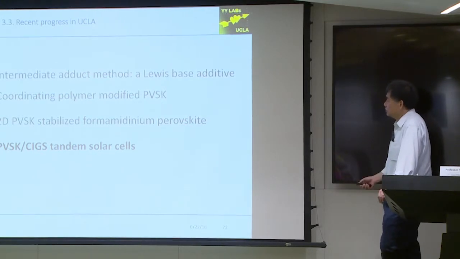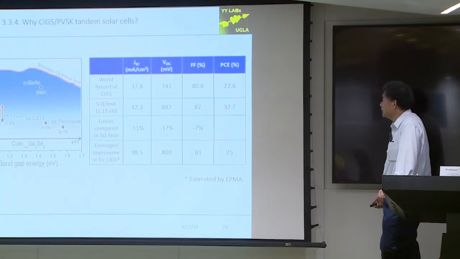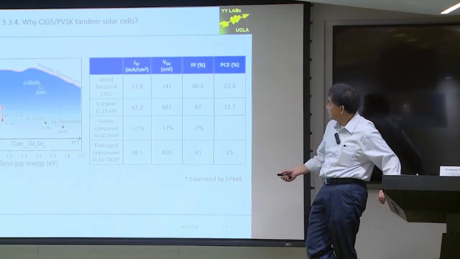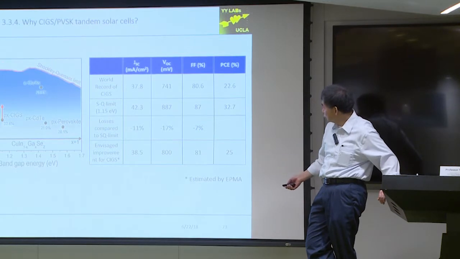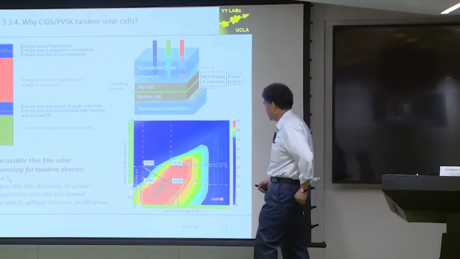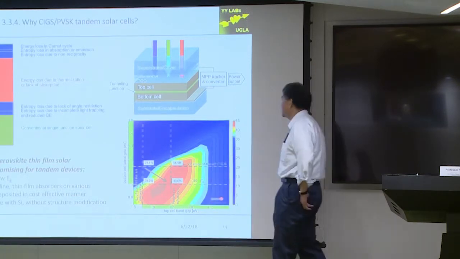Okay, now we go back to CIGS and perovskite. Remember we worked on CIGS before? Now we make a tandem device. So why choose CIGS? Because this is the Shockley-Queisser limit curve. There's a long way, a huge room for improvement. So ideally, if we make everything right, we should be able to make a device with more than 40% efficiency. We are not there yet.